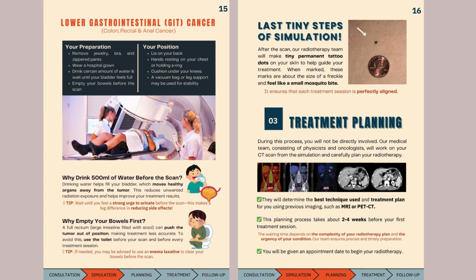For lower gastrointestinal cancer, such as colon, rectal, and anal cancer, you need to prepare by removing jewelry, bra, and zippered pants. Then, change your outfit to wear a hospital gown. You will be requested to drink certain amount of water and wait until your bladder feels full and empty your bowels before the scan. You will be positioned to lie on your back and hands resting on your chest or hold a ring. A cushion will be placed under your knees and a vacuum bag or leg support may be used for stability. Do you wonder why to drink 500 milliliters of water before the scan?